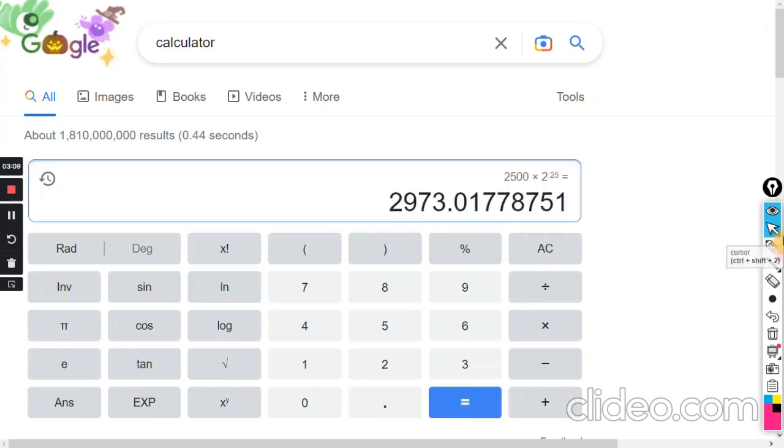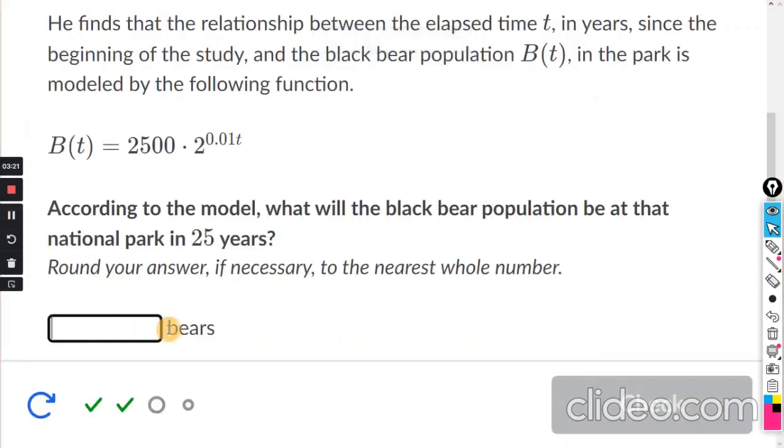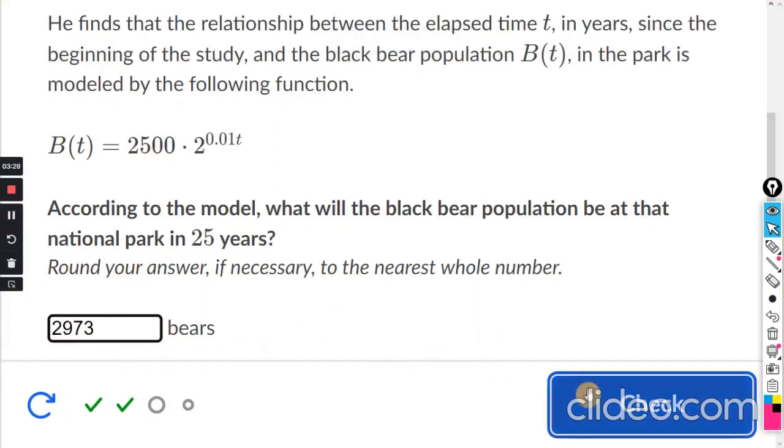Okay, so they said nearest whole number, so you just have to look at the first decimal. If it's less than 5, you round it down, so we're looking at 2973. So click in the box, 2973. Does the answer make sense? Yes. We started at 2,500 and it increased.